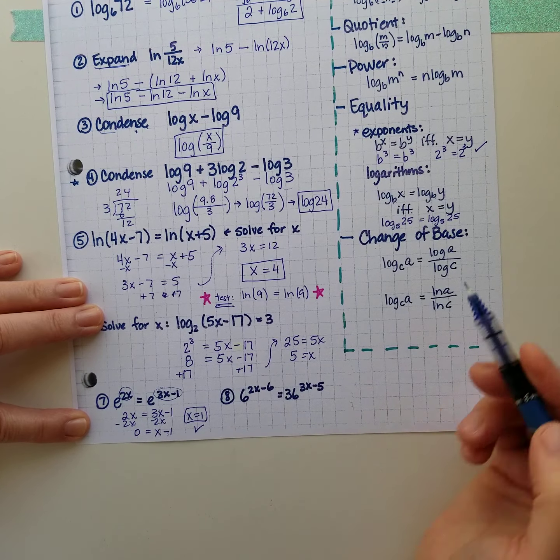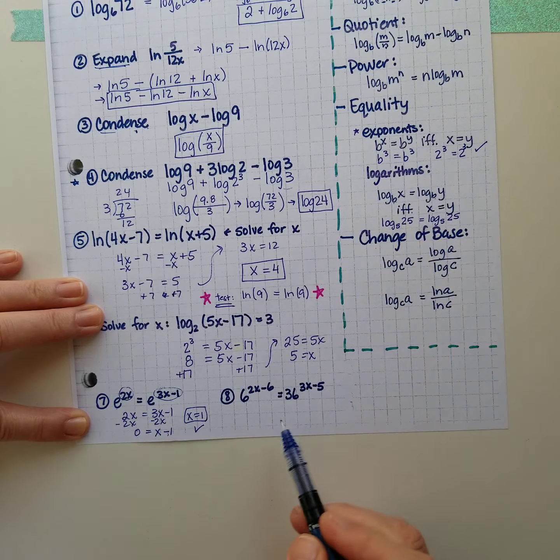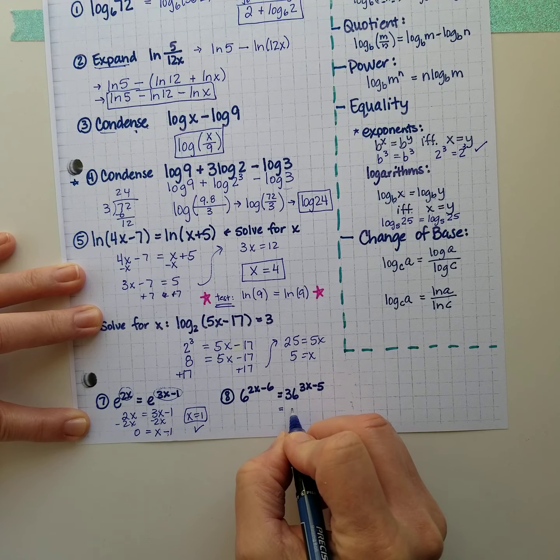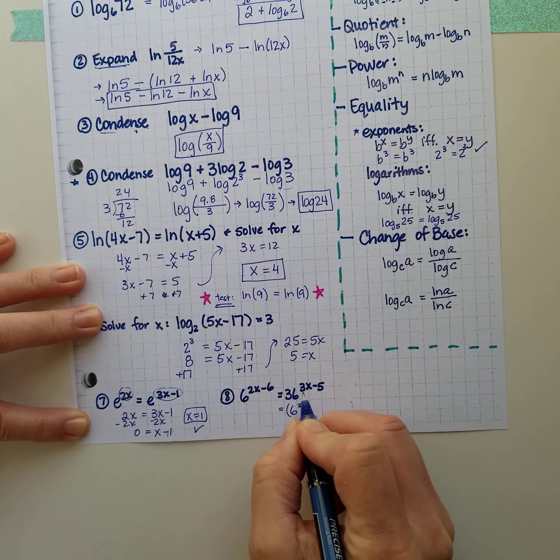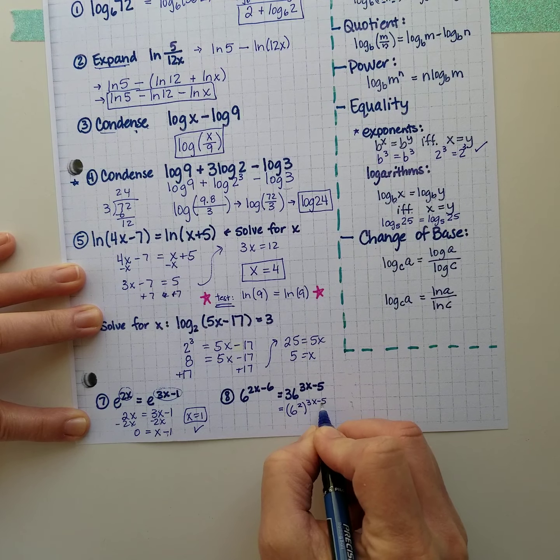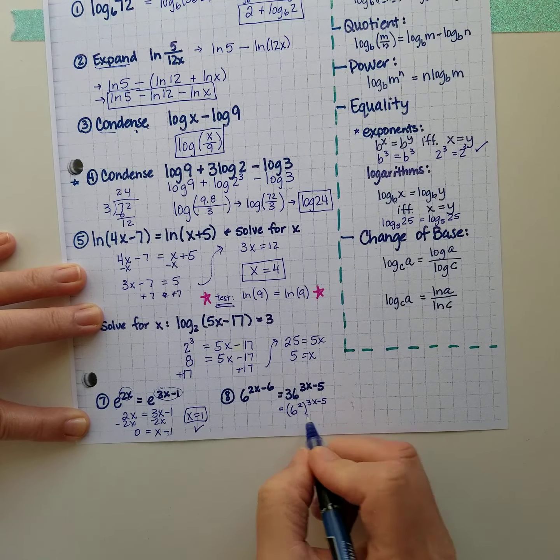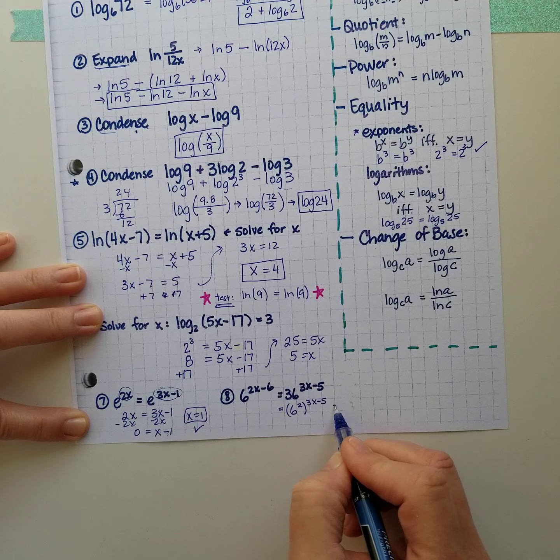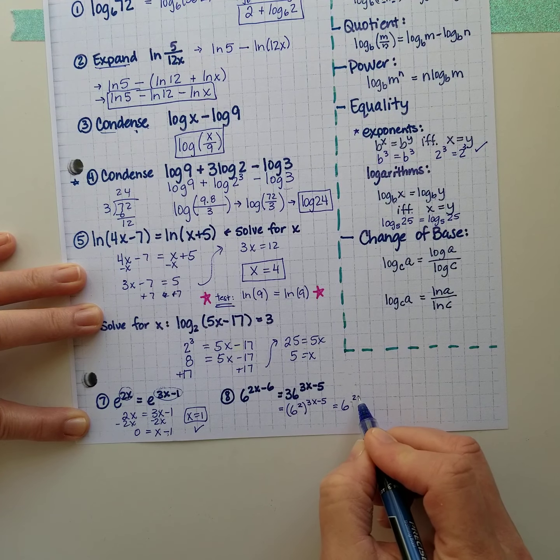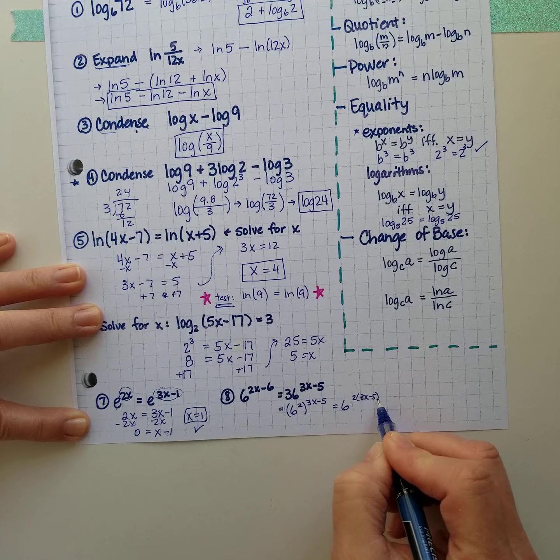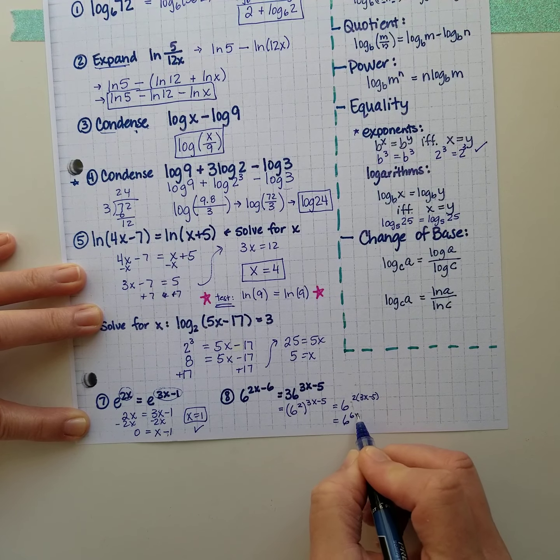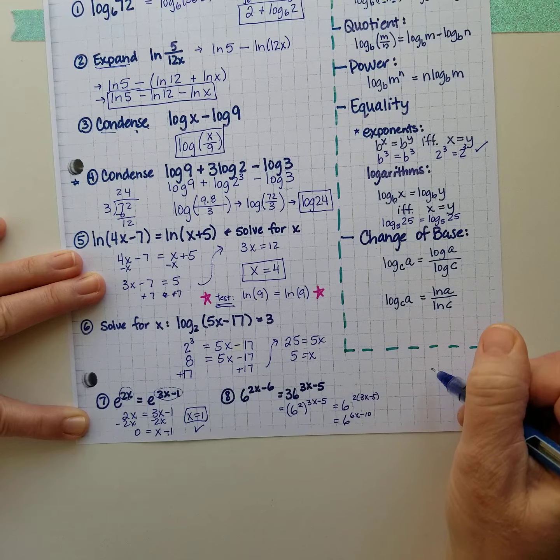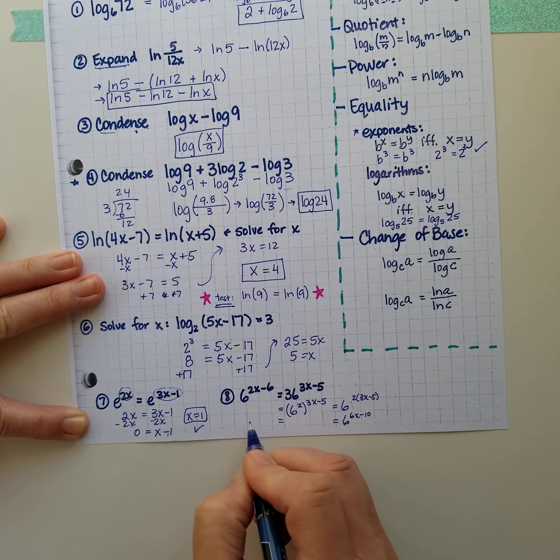So it's not the same base. Remember, it had to be the same base. But 36 is 6 squared. So we can actually play with this a little bit. Let's let this side equal 6 squared to the 3x minus 5. And now we're going to use some of our exponent properties. When we raise a power to a power, we multiply. So this equals 6 to the 2 times 3x minus 5, which is 6 to the 6x minus 10.